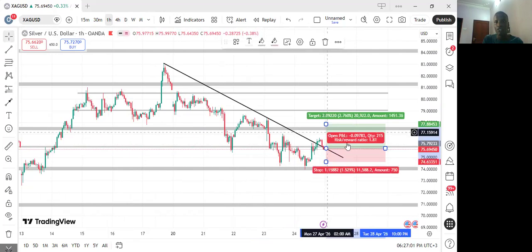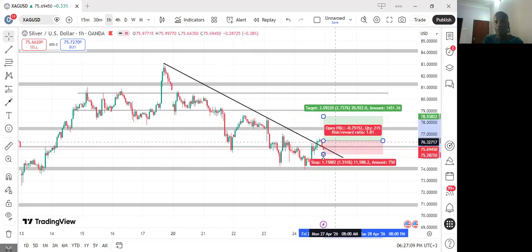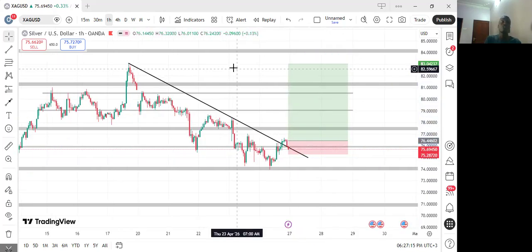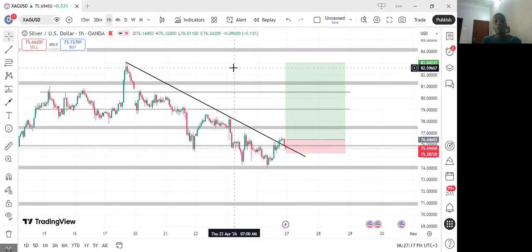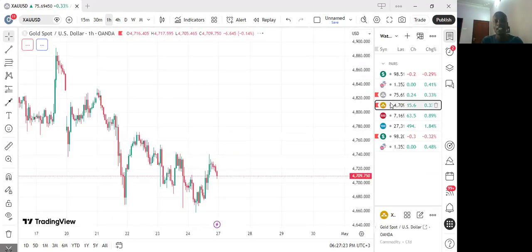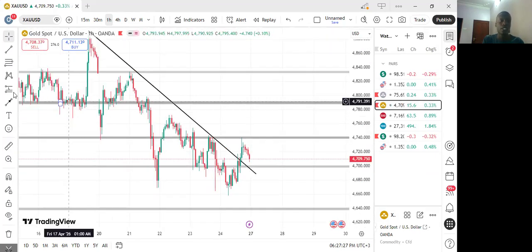From a bounce of my area, my buys will be at a break of this level or the break of this minor level. That's where I'll probably be looking for buys up to the 100% retracement area, giving me a 1 to 5. So that's it for now. And that also applies for gold, because gold has that same movement as silver. Both of them move together.